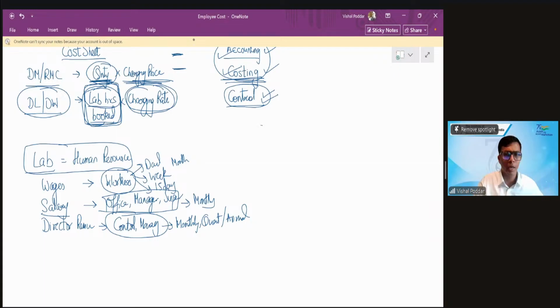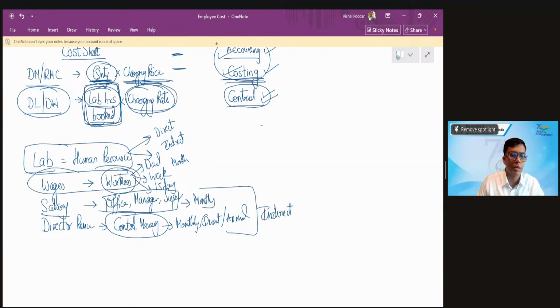Now, for us, all are labor. However, as we studied in our first class, all cost, be it material, be it labor, has to be first classified into direct and indirect. Now, generally, this will be indirect only. And the wages part generally is direct, but you also have indirect wages. But salaries and directors' remunerations are majorly indirect. Correct?